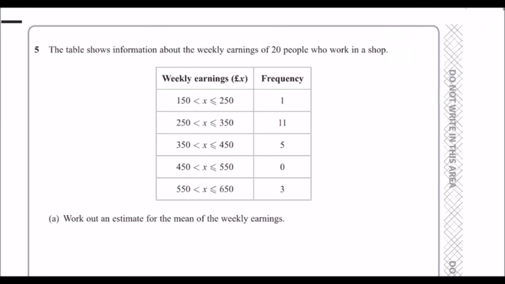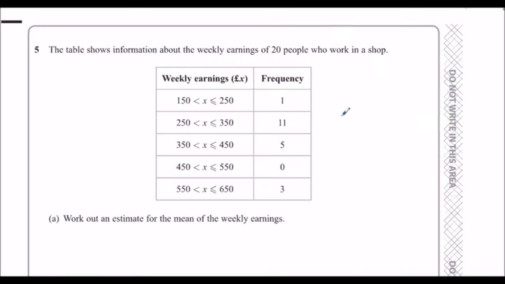Okay, question 5. The table shows information about the weekly earnings of 20 people who work in a shop. So we've got the information in the table, and part A says work out an estimate for the mean of the weekly earnings. So we need to estimate the mean.